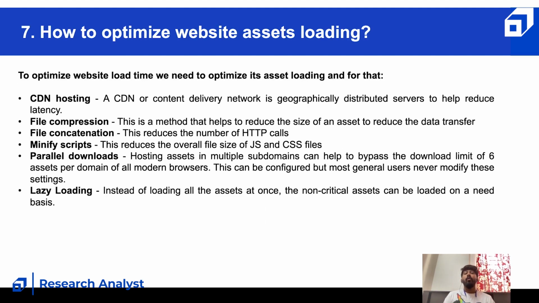Now moving on, how to optimize website assets loading. To optimize website load time, we need to optimize its asset loading, and for that there are so many different options. So number one, CDN hosting. So CDN is called a content delivery network. It has geographically distributed servers to help reduce latency. But the problem with CDN is it's a little on the steeper side. If you're using AWS or Azure, you can go ahead with their CDN hosting services.